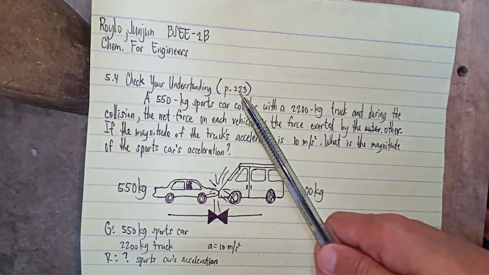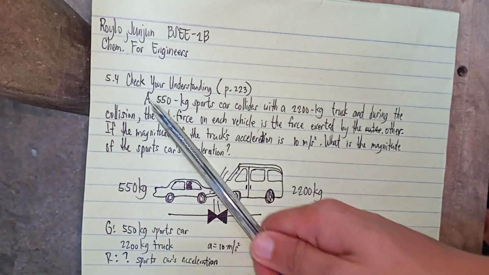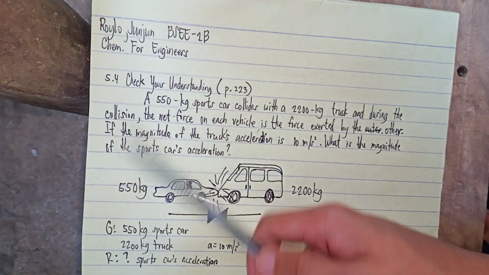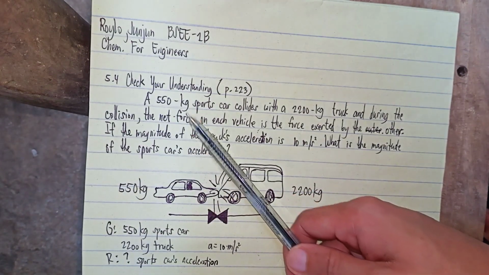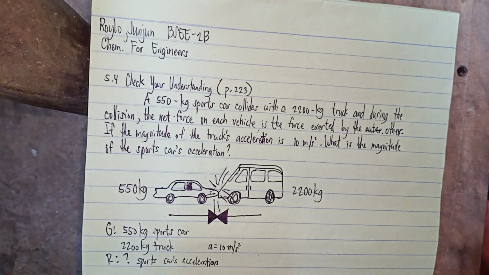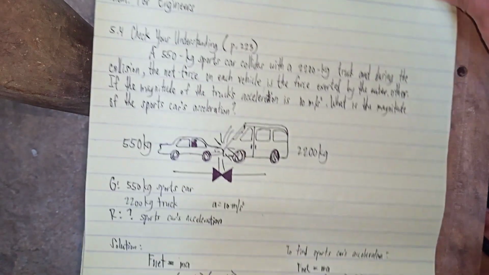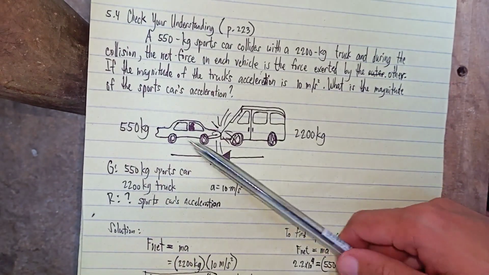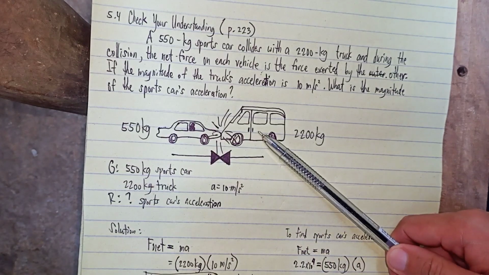From page 223, 5.4, check your understanding. The problem is a 550 kilograms sports car collides with a 2,200 kilograms truck, and during the collision, the net force on each vehicle is the force exerted by the other. If the magnitude of the truck's acceleration is 10 meter per second squared, what is the magnitude of the sports car's acceleration? So, this is the drawing, the sports car, then the truck.